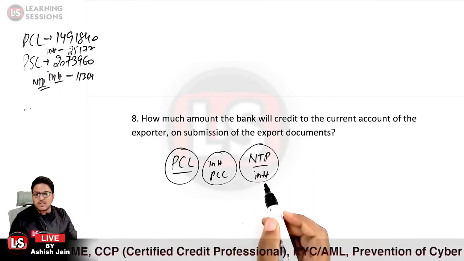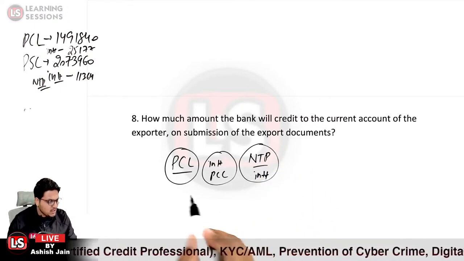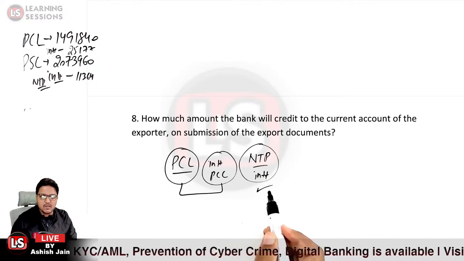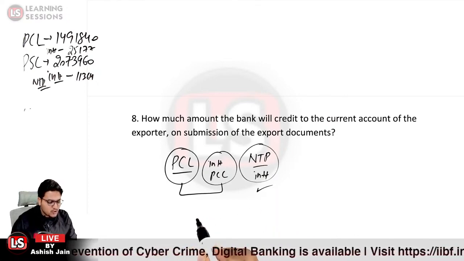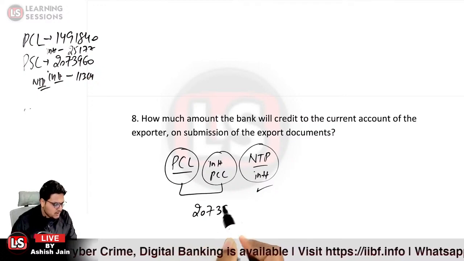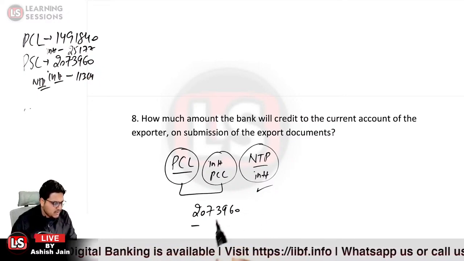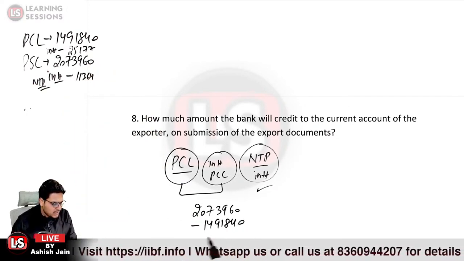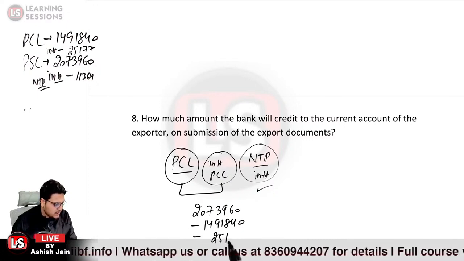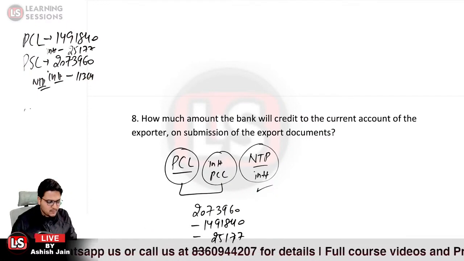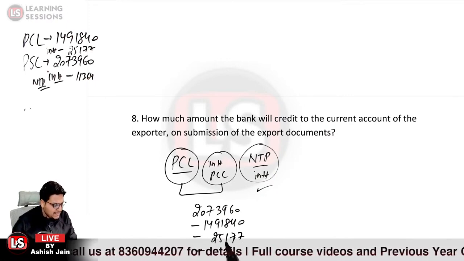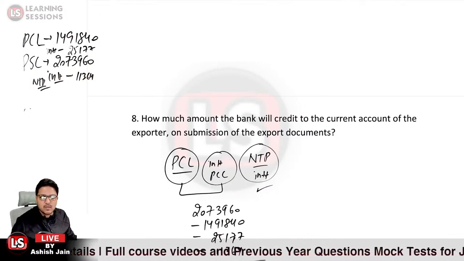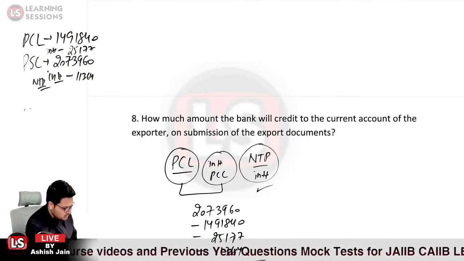That will be adjusted upfront. So these have already been charged, and this is yet to be charged, and these are the three factors which will be adjusted over there. Now what was the amount for the post shipment credit? It was 2073960, and out of it we will be adjusting the PCL amount, that is 1491840, and further the PCL interest that we already calculated, 25177, and the post shipment credit NTP interest, that is 11364. So these will be adjusted.